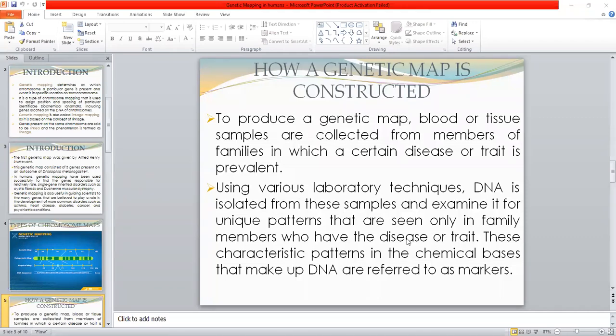The DNA of different members of the families codes for the presence of certain characteristic patterns in the chemical bases that make up DNA, and these landmarks are referred to as DNA markers. The data for the DNA markers in the individuals or families which have a particular disease or trait is recorded. This is the genotypic data.